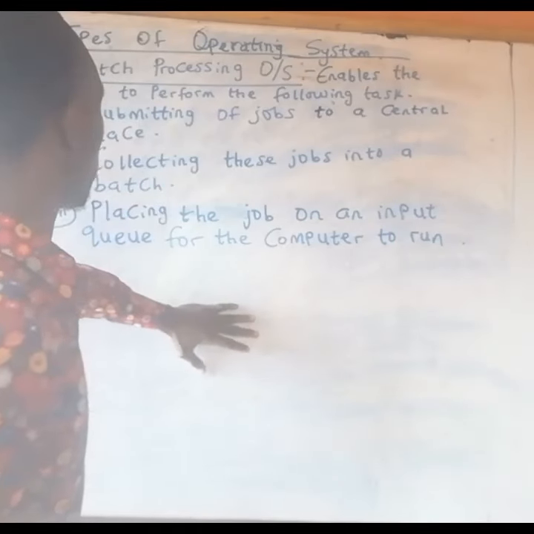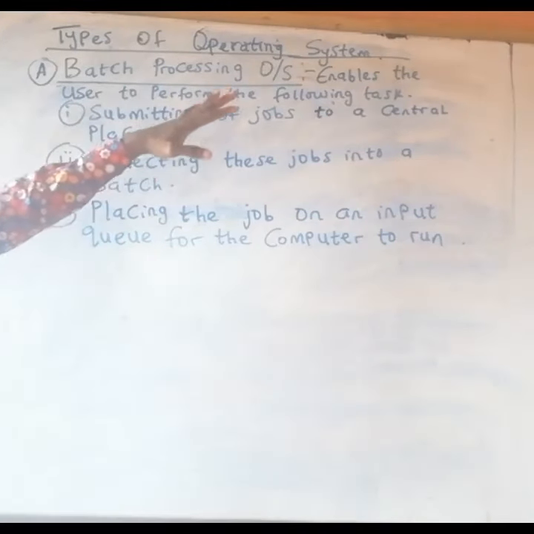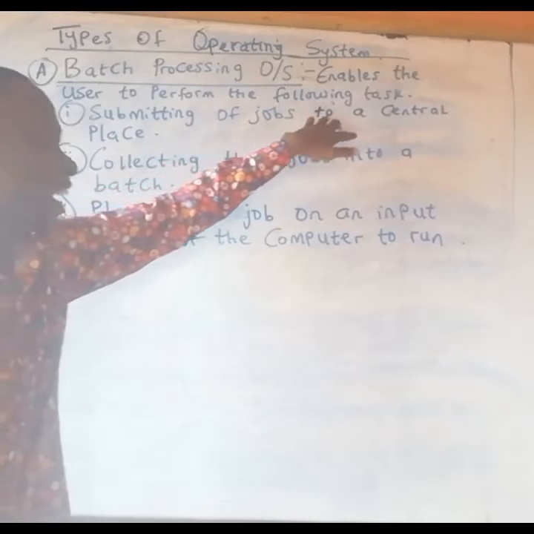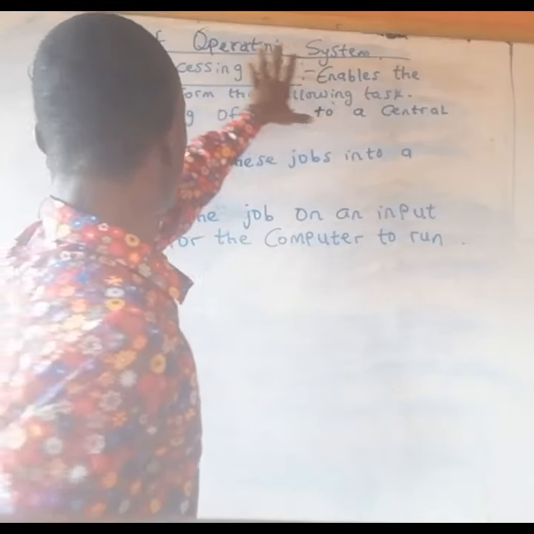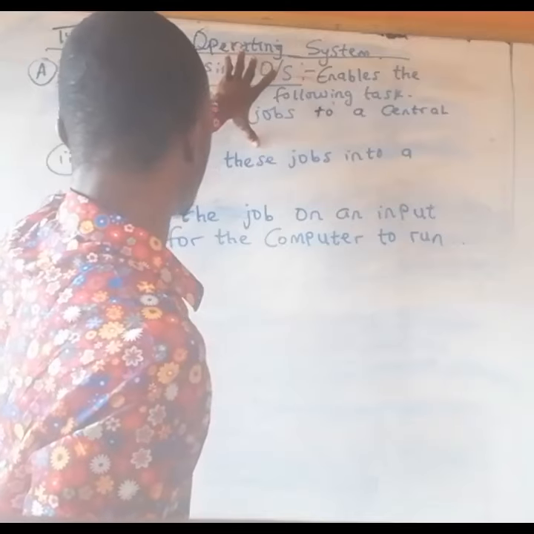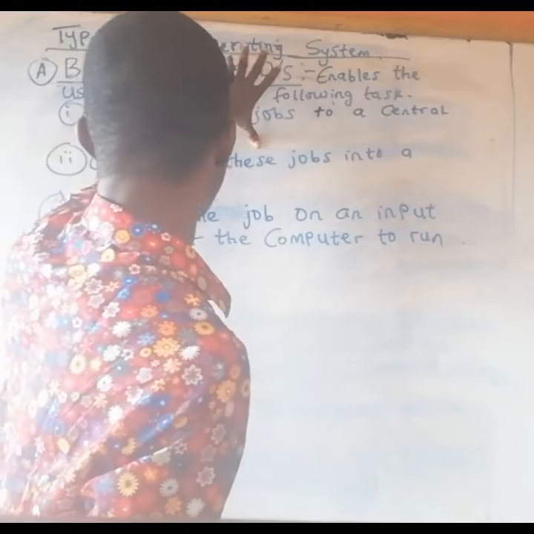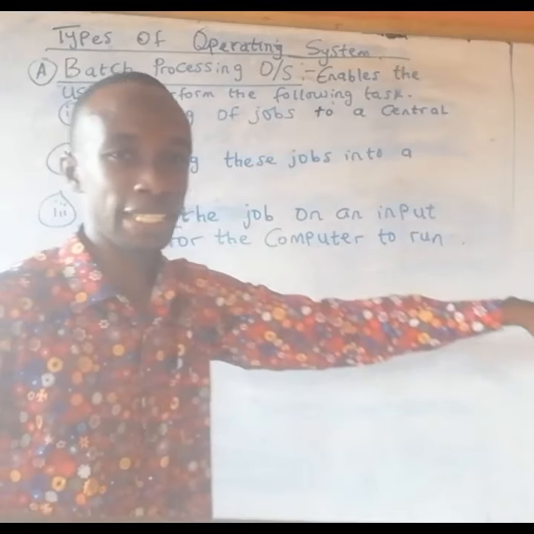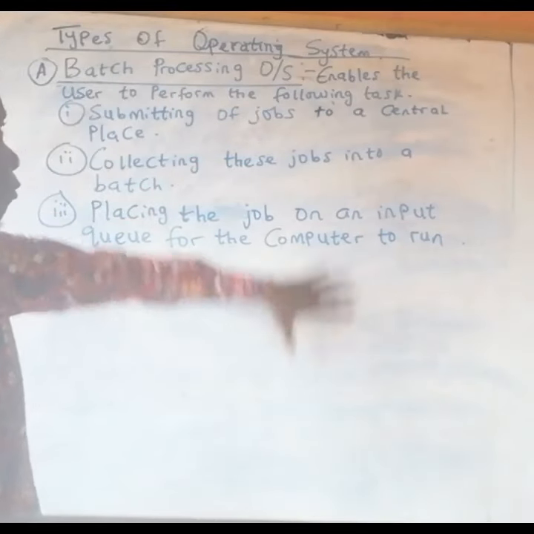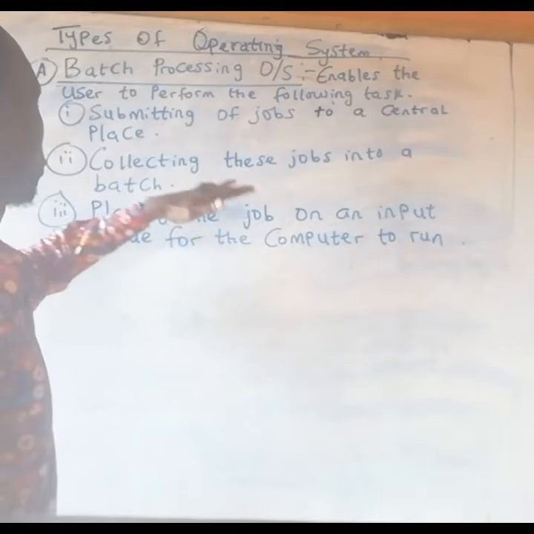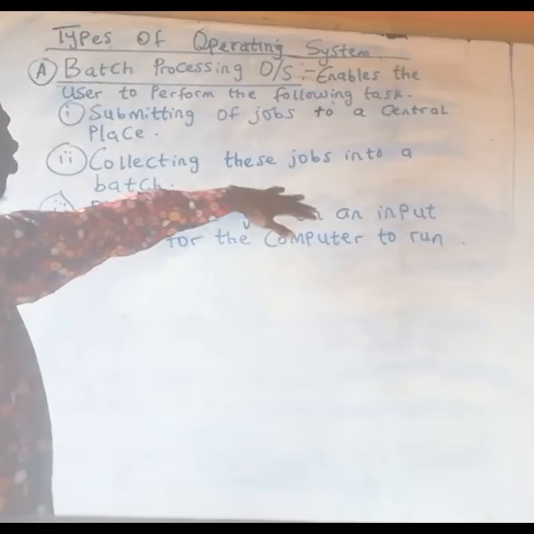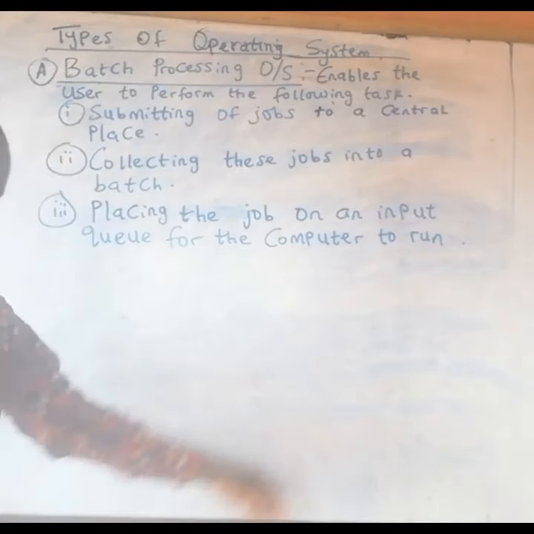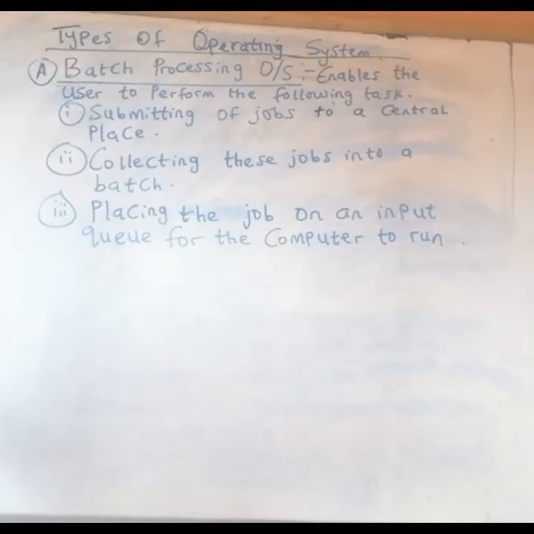So these are the tasks in which this type of operating system enables the computer user to submit those jobs to a central place, collect those jobs into a batch, and place the job on an input queue for the computer to run.